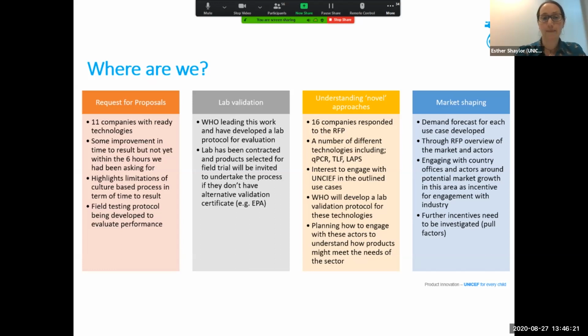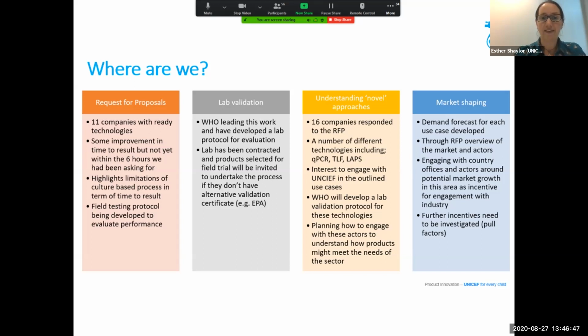WHO and Rick's team have at the same time developed a lab-based protocol for us so that we can evaluate how well these products actually perform. And that work's going to be undertaken fairly soon. They're not only going to look at innovative products, but also looking at current products that we already procure so that we can be clear as to how well they're performing and how reliable they are, which is something that we don't always know. We just have the evidence from the suppliers.